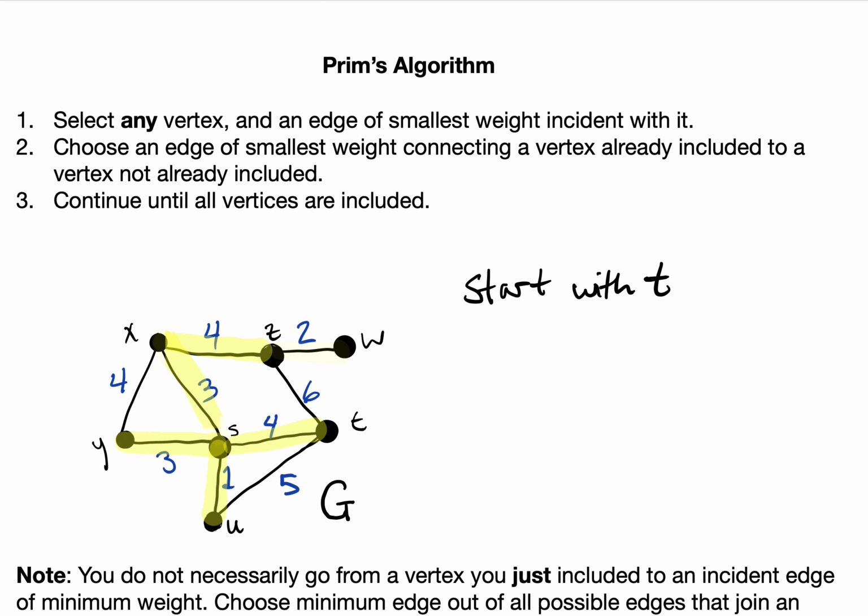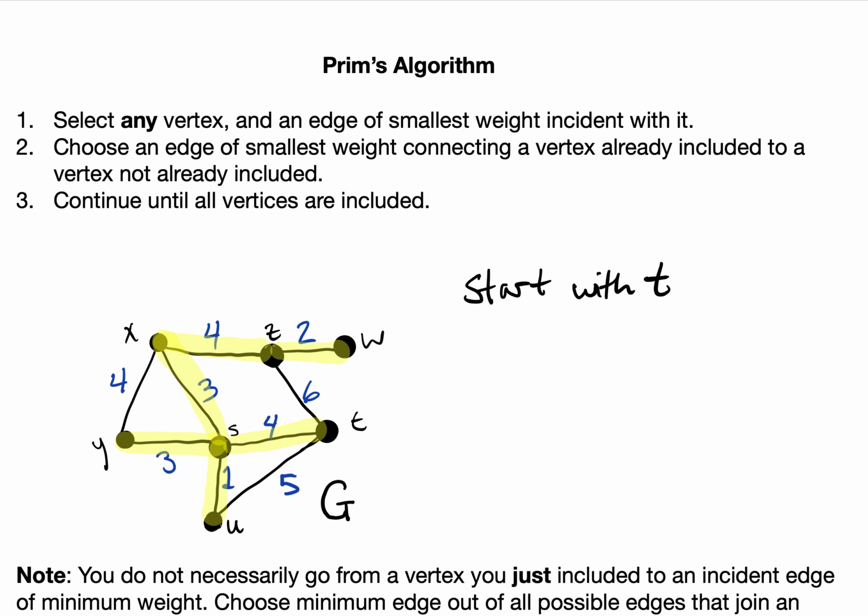Same deal. I can connect these two, and now I can connect those two. And so I have now made a spanning tree because all of the vertices of the graph are included.